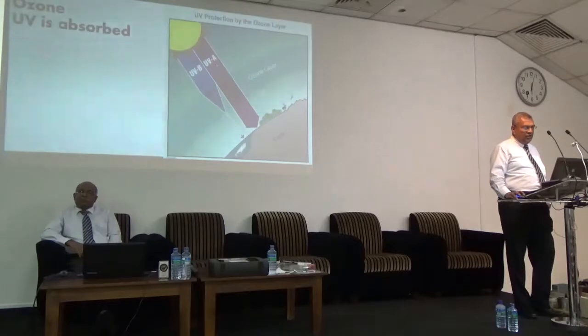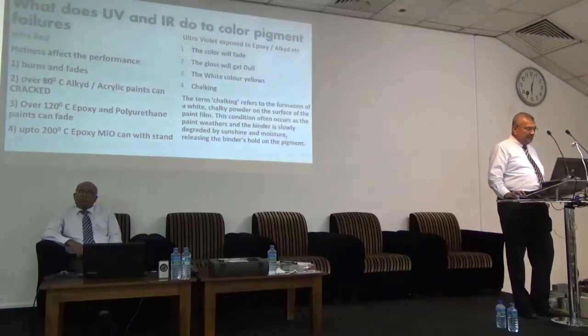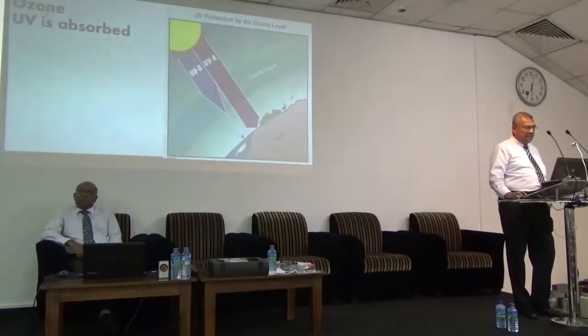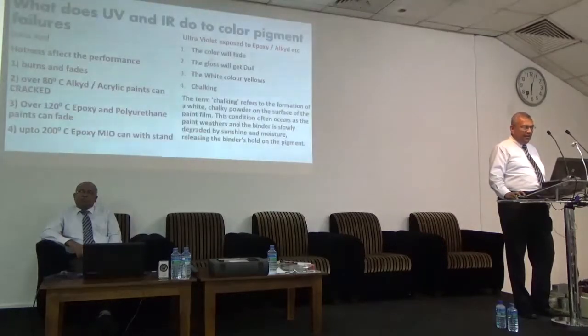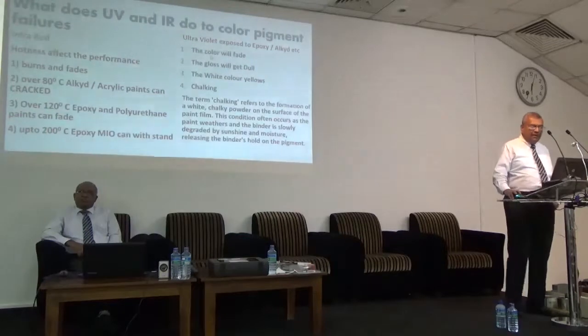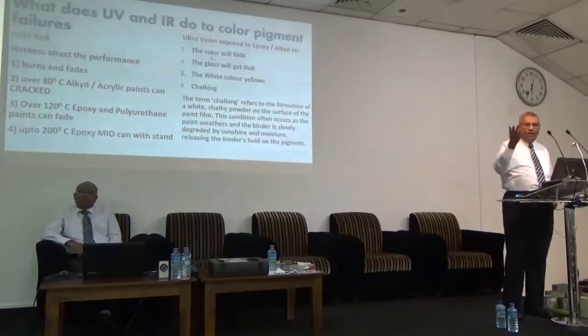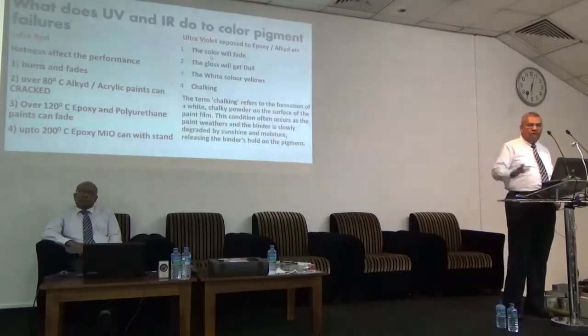So you have UVB, UVA. So what happens once the UV is absorbed? We see 4 problems in the finish coat. Now you have this epoxy red. You have glossy enamel white. So what will happen is very soon the color will fade. Your red color will become a brownish color. The glossiness will get dark.